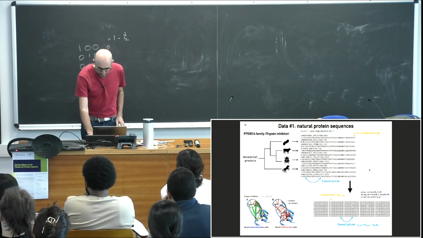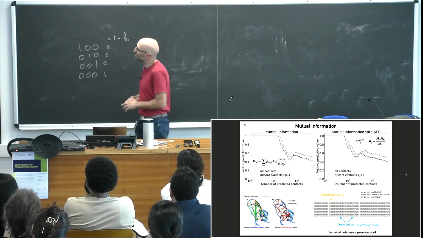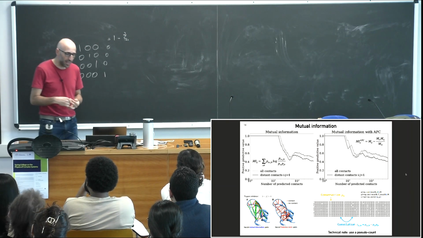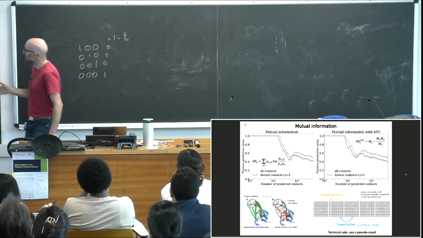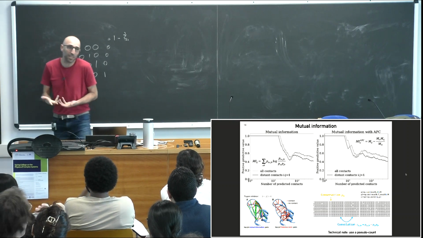Okay, so what was the first idea that people had? This kind of dates back to the 90s. The idea was, okay, once we have these probabilities, PiA and PiAjB, we can look at correlations between sites.